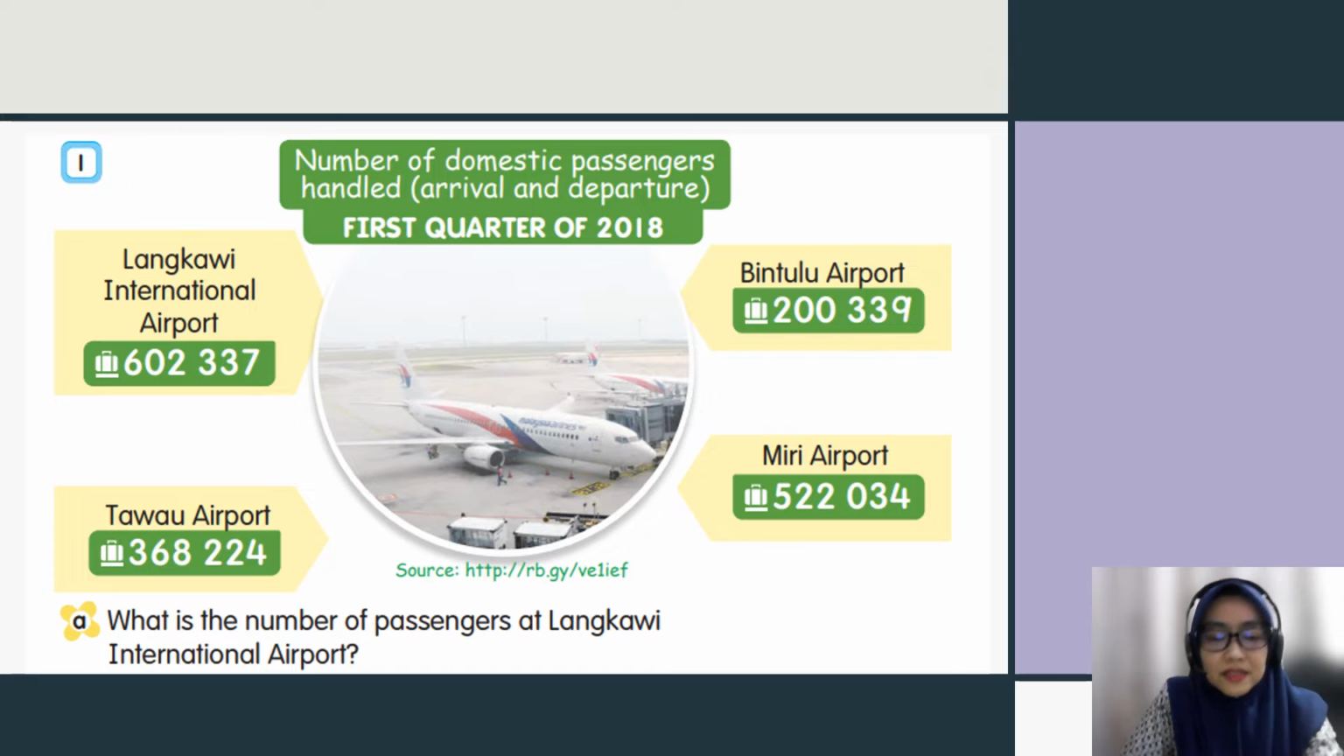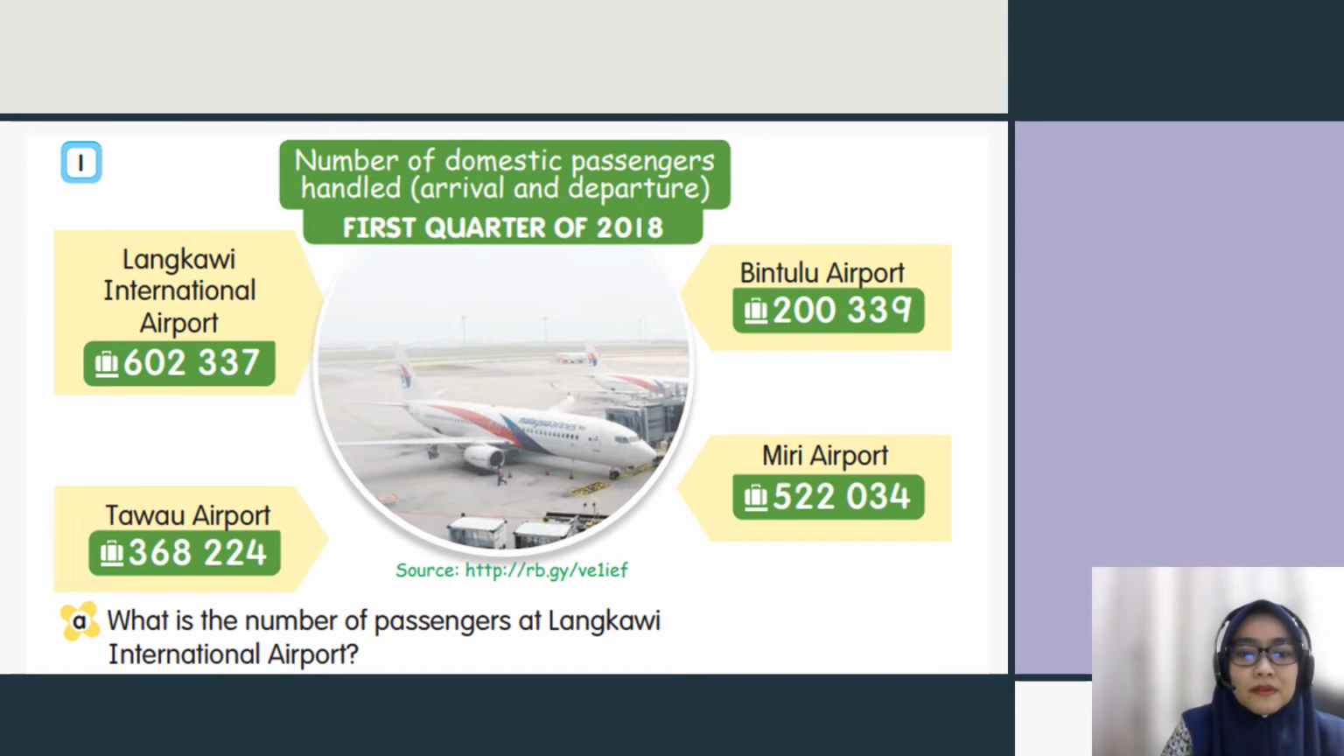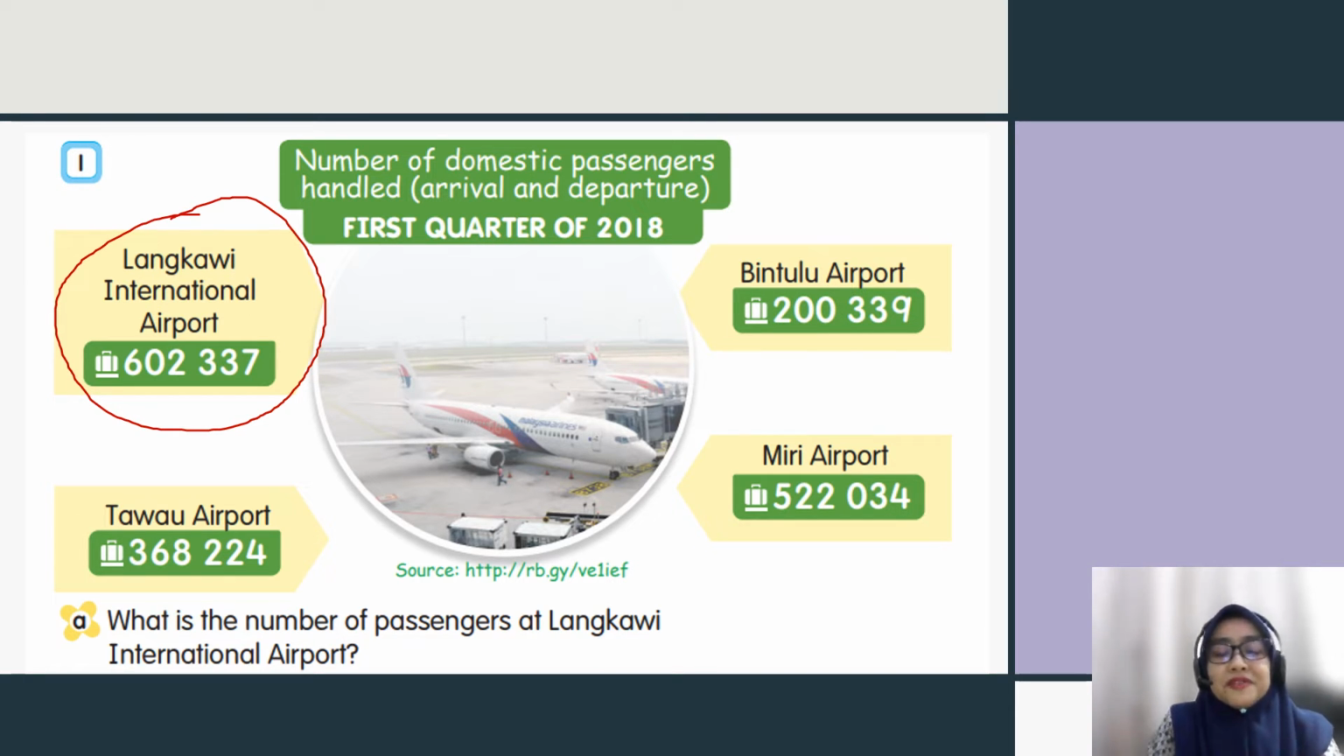Okay, so let's look at this situation. We have the number of domestic passengers handled in arrival and departure. We have Langkawi International Airport, Bintulu Airport, Tawau Airport, and Miri Airport. So the question is, what is the number of passengers at Langkawi International Airport? So we focus on this one. You can see the number given, and you have to learn how to say the number.